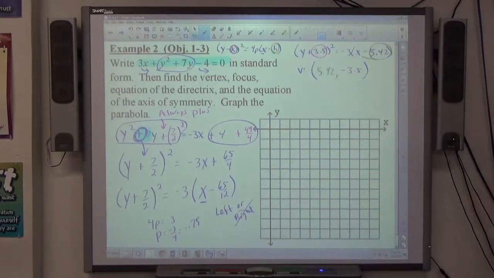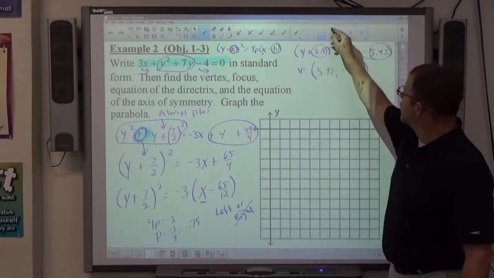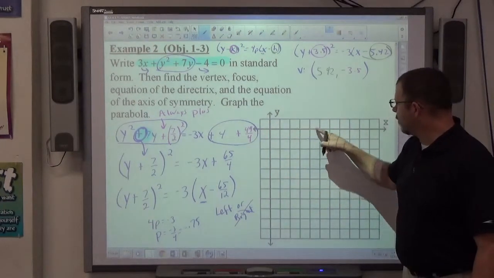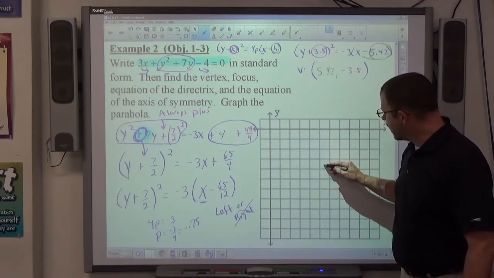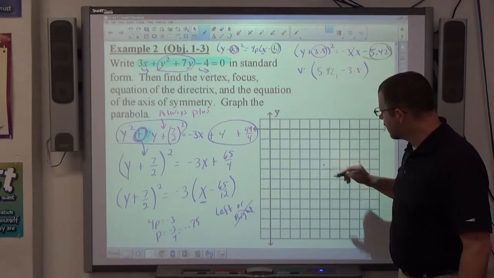So once you get that standard form created, the number paired with x, you change its sign. That's x. The number paired with y, you change its sign. That's the y. So if I plot my vertex, 1, 2, 3, 4, 5, almost a half, negative 1, negative 2, negative 3 and a half, there's my vertex right there.